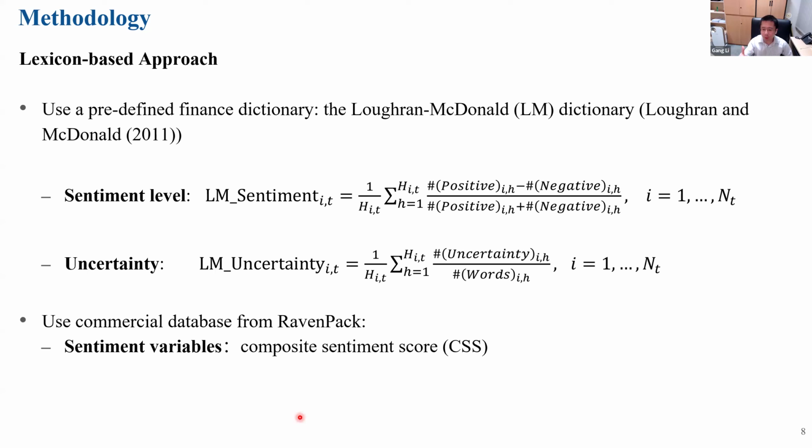Lastly, as an alternative choice, we can also consider using a ready-to-use sentiment variable from the commercial data vendor RavenPack. This is also commonly used in the asset pricing literature. We use it as a control variable in our study.